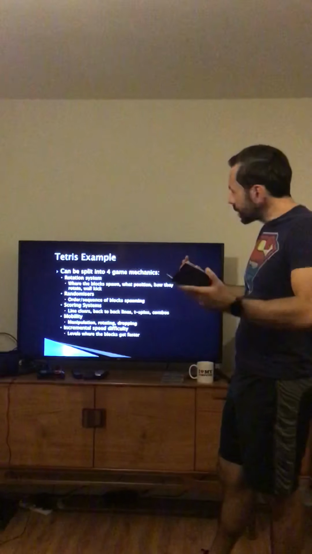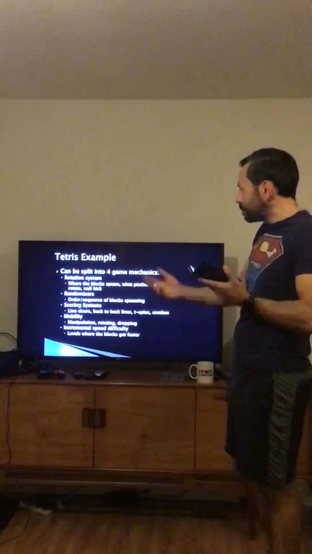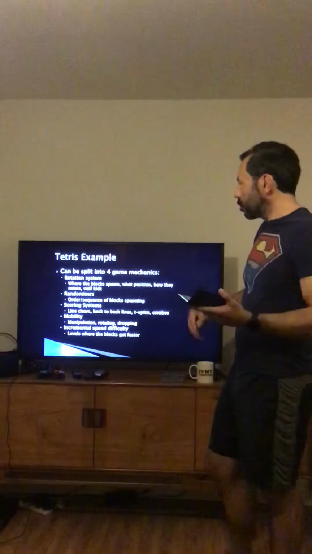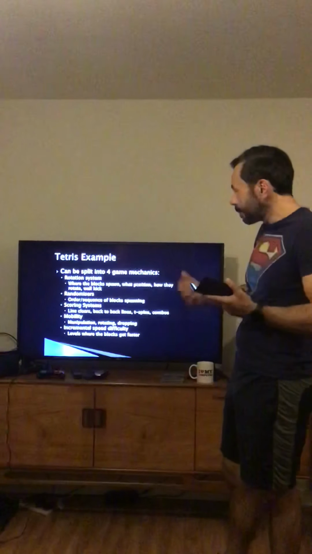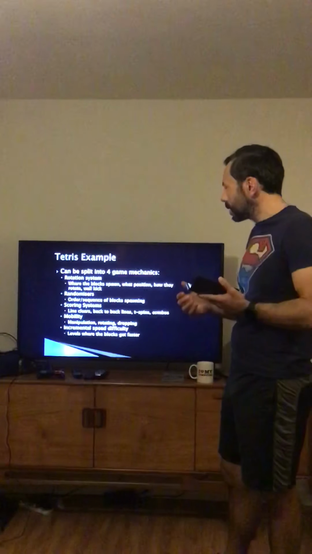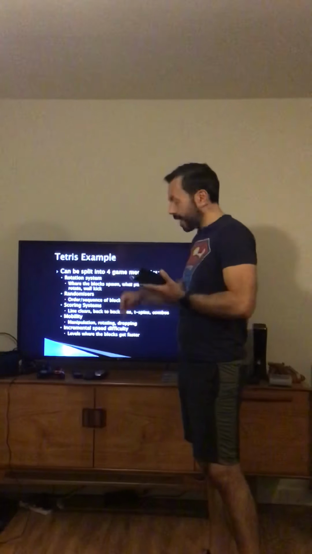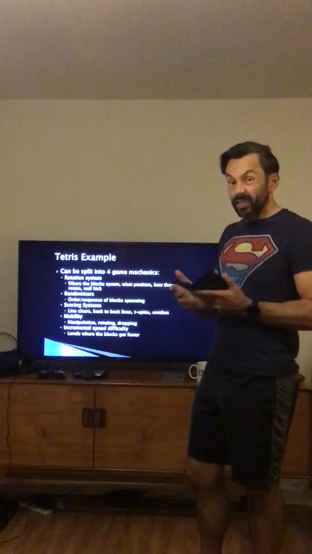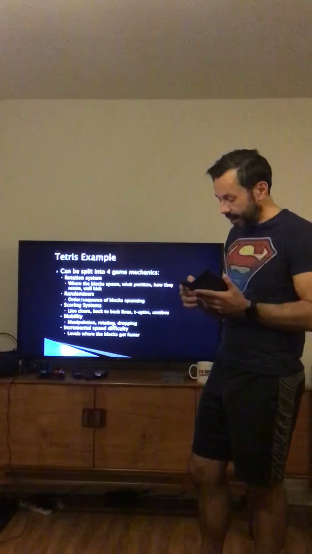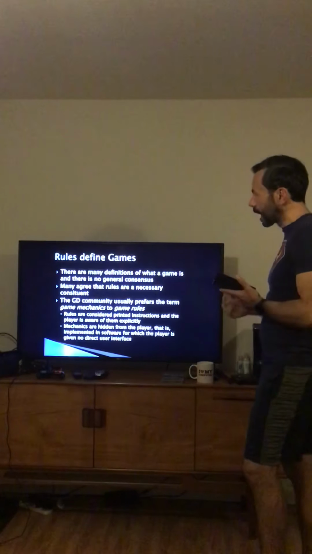You've got a scoring system, so a line clears, back-to-back lines, T-spins, combos. You've got the mobility. That's actually 5 mechanics. Manipulation, rotating, dropping. Incremental speed difficulty as well, the levels where the blocks get faster. So it can in fact be split into 5 mechanics, not 4. But there you go, that's how Tetris is actually split into the mechanics, okay? Once you get rid of the sort of sugary coating of the gameplay.